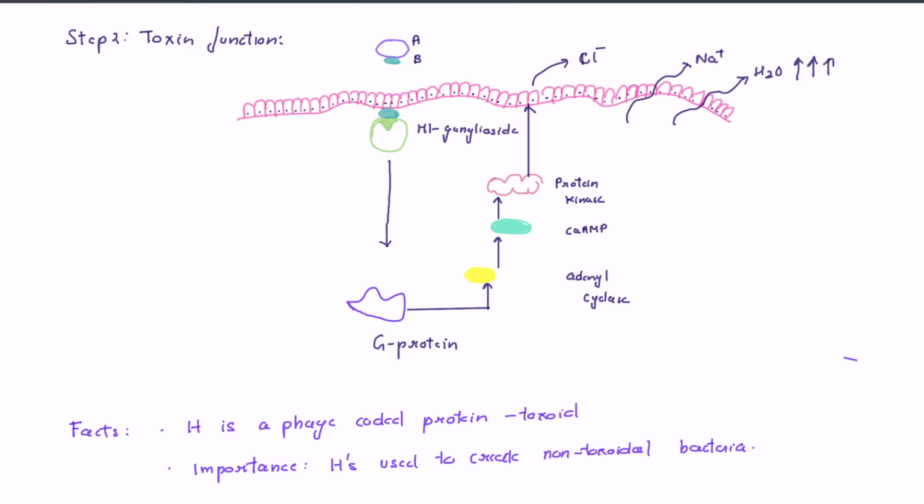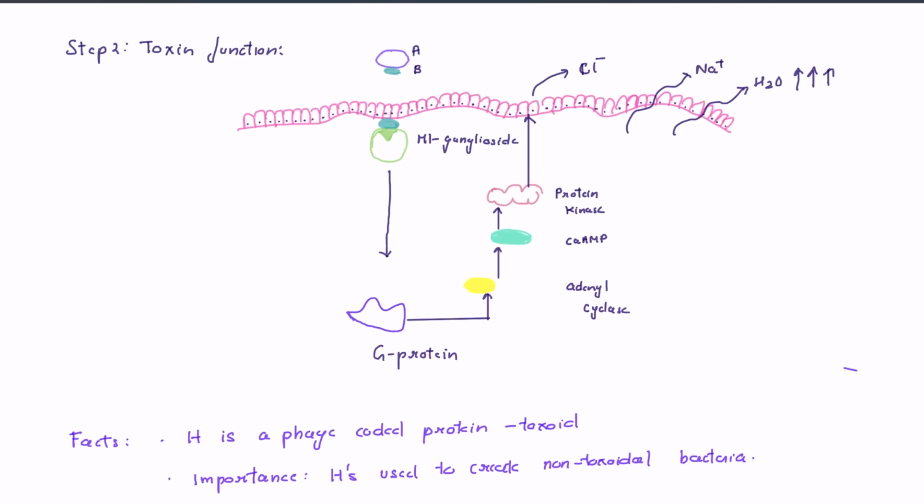Okay, and it is a phage control protein. What is the importance of this phage control protein? Because it is used for making non-toxigenic bacteria for making of vaccines.